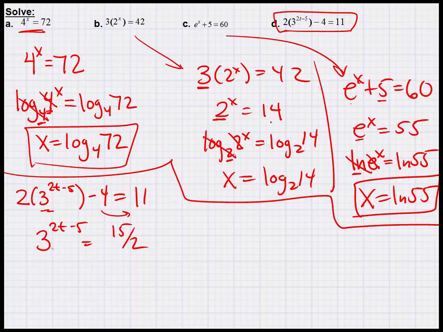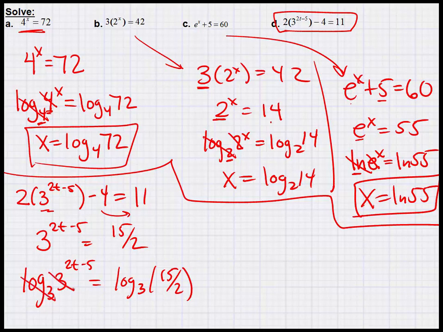Now get rid of the 3. How? With a logarithm. Log base 3 of 3 to the 2t minus 5 equals log base 3 of 15 over 2. These cancel, and I get 2t minus 5 equals log base 3 of 15 over 2.